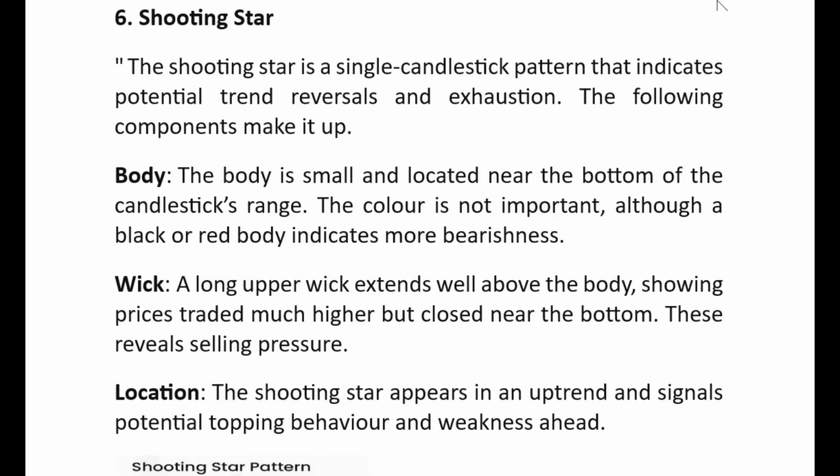Next candlestick pattern is the shooting star. It is a single candlestick pattern that indicates trend reversal and exhaustion. It is exactly opposite of the hanging man pattern, and it is a bearish reversal candlestick pattern. It has a small body with a long upper shadow, found at the top of an uptrend.